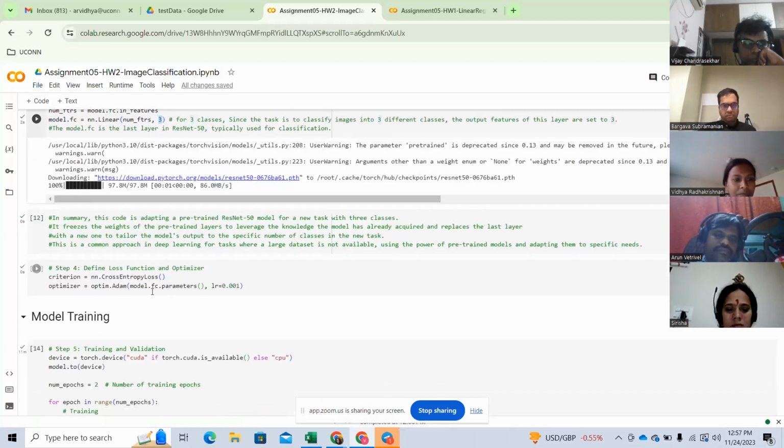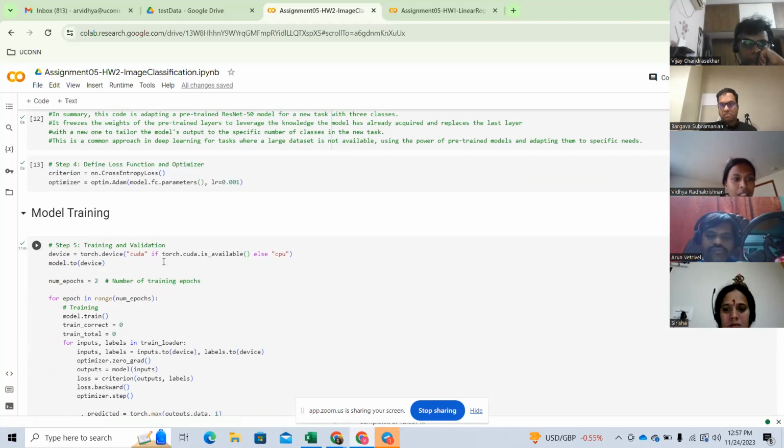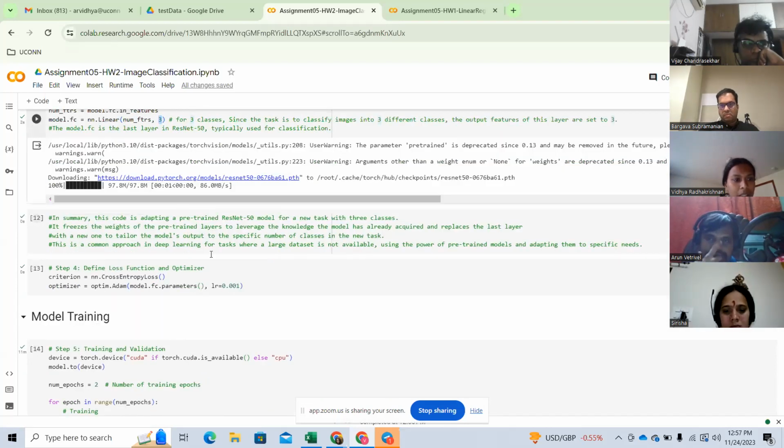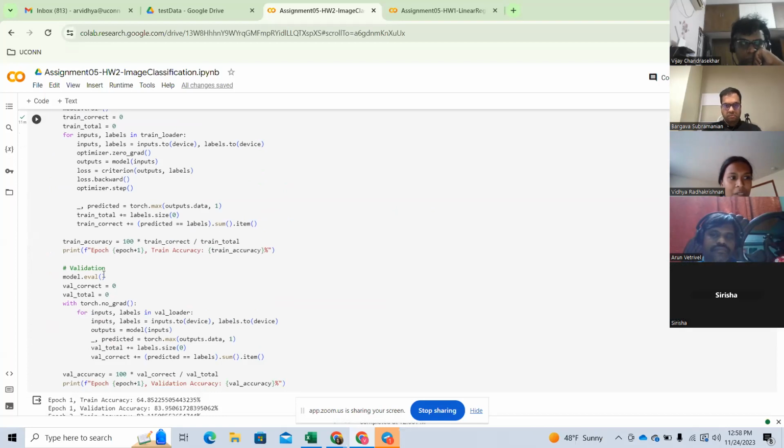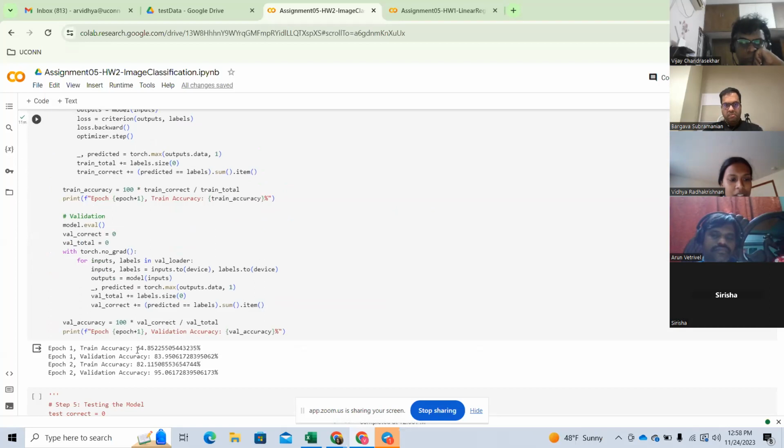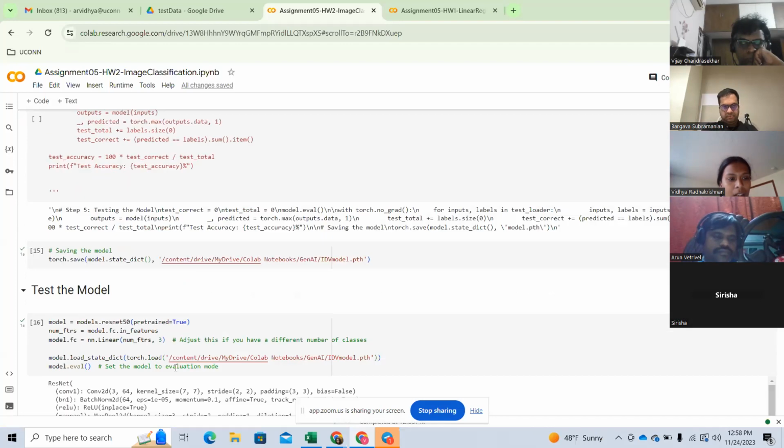So that was building the model, and now we are training the model. I just did it for two iterations, two epochs, and it took me around 11 minutes for this data set. The training accuracy was 64 and the validation was 83, and for the second iteration it was 82 and 95. It has really improved. And then we went ahead and saved the model.